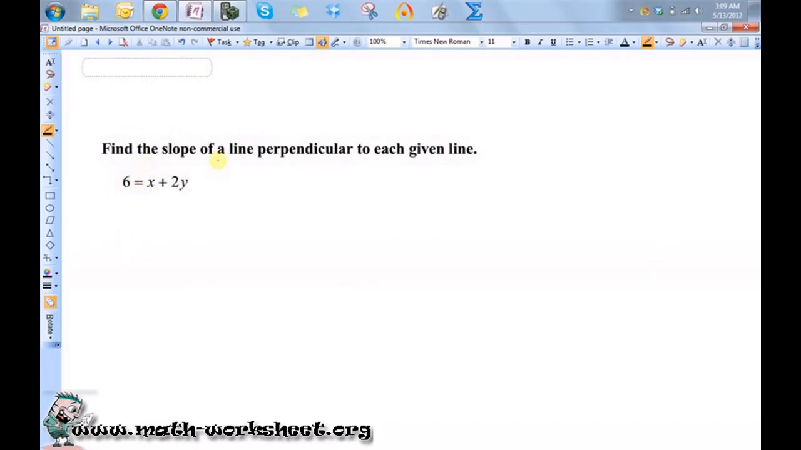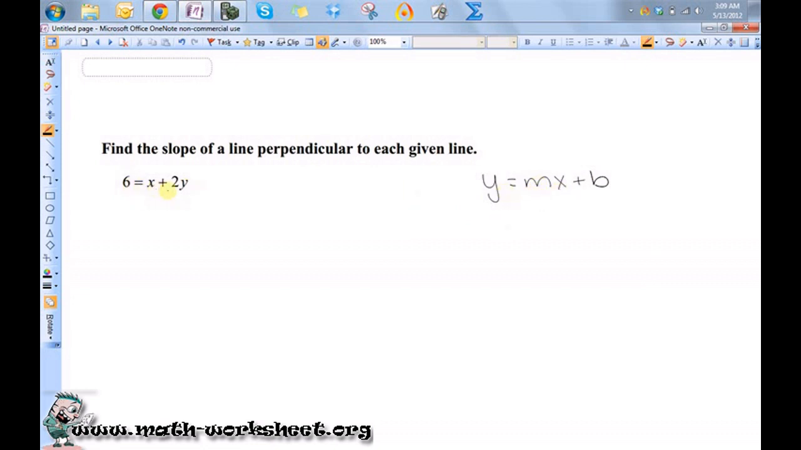The easiest way to find the slope of a line that's perpendicular to this is to first figure out what the slope of this equation is. And the easiest way to do that is to put it into slope-intercept form. Slope-intercept form is y equals mx plus b. So what we're going to look for is the coefficient on the x. That'll tell us the slope of this line.